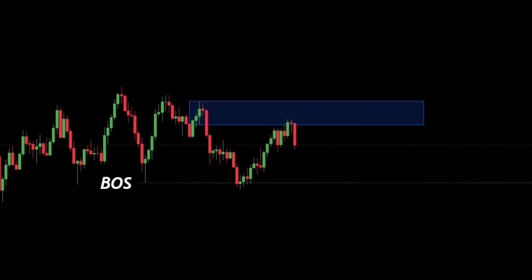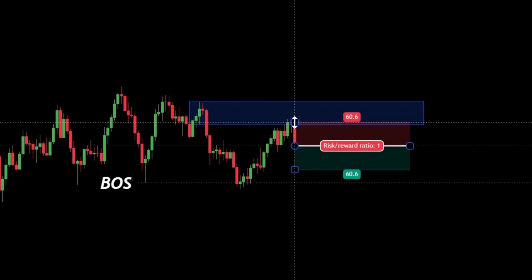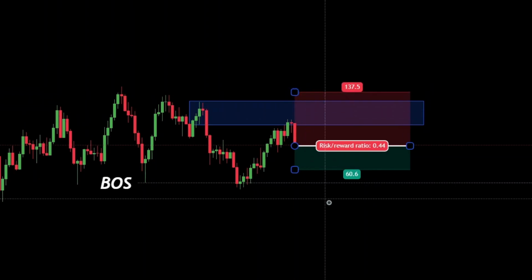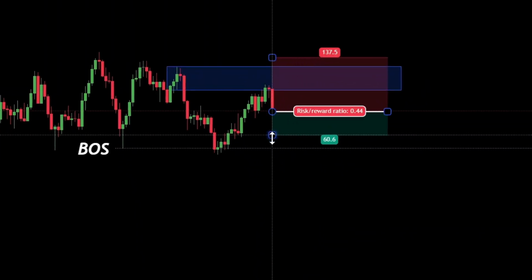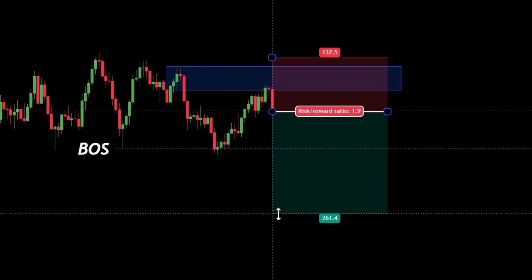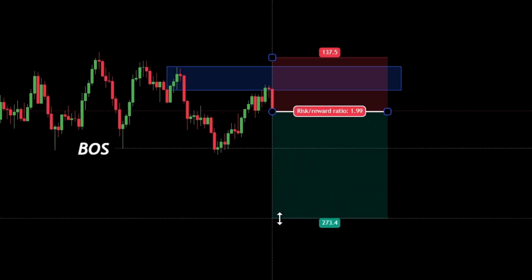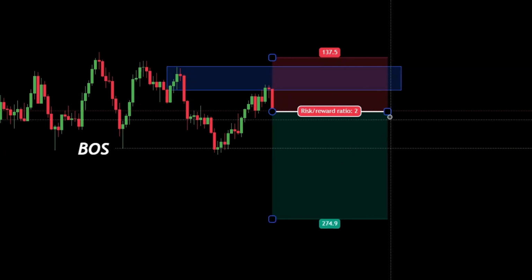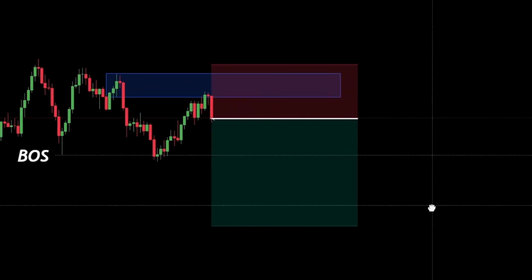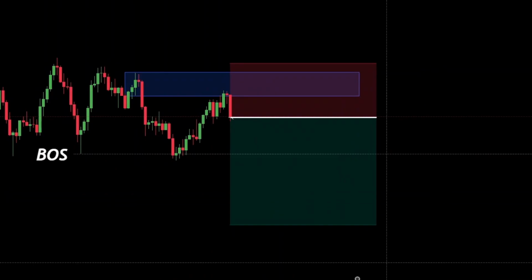The price returned to retest my supply zone, and I got a clear, clean confirmation to enter the trade. If you've already seen my video, you know that I always target a 1 to 2 risk to reward ratio, so I set a 1% risk and a 2% reward. I always enter the trade only after my confirmation candle closes. I always place my stop loss a little bit above the entire zone, and there's a reason for that.